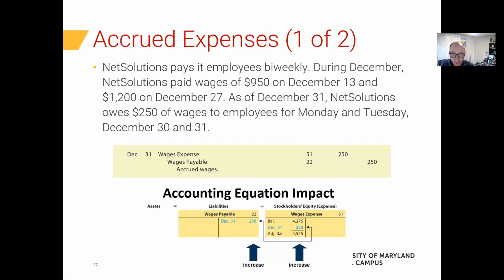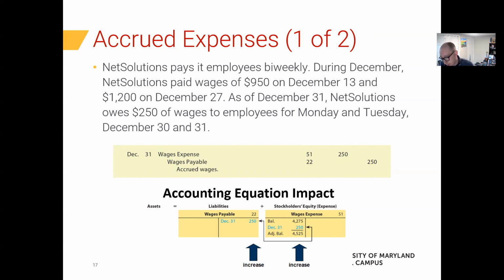Here's another example. We have an employee that we pay every other week. Okay, we're approaching the end of the year. Oh my, so what do we do? During the month of December, we paid $950 in wages on December 13th and $1,200 on December 27th. As of December 31st, we owe $250 in wages to the employee for that Monday and Tuesday, December 30th and 31st, respectively.